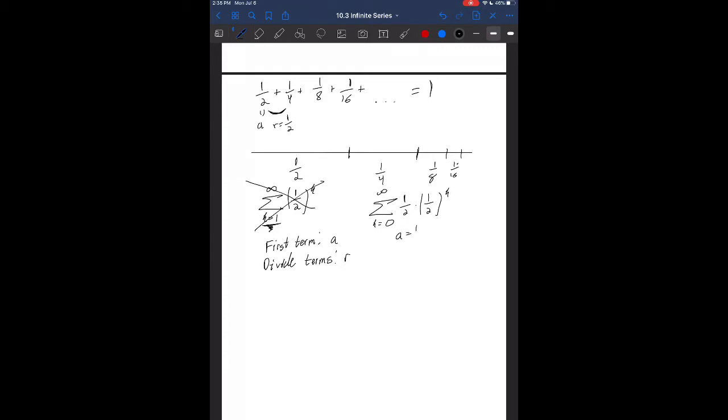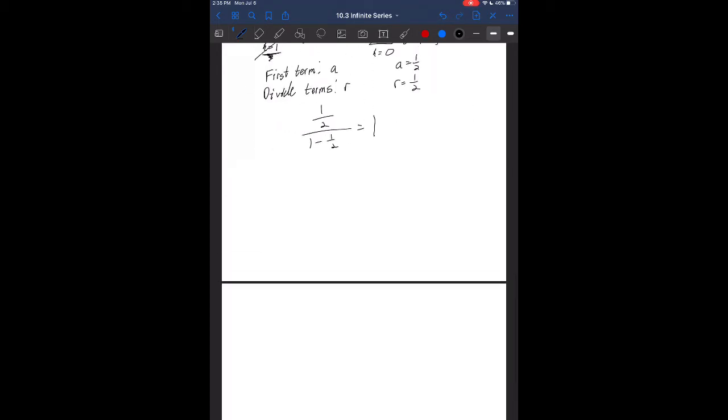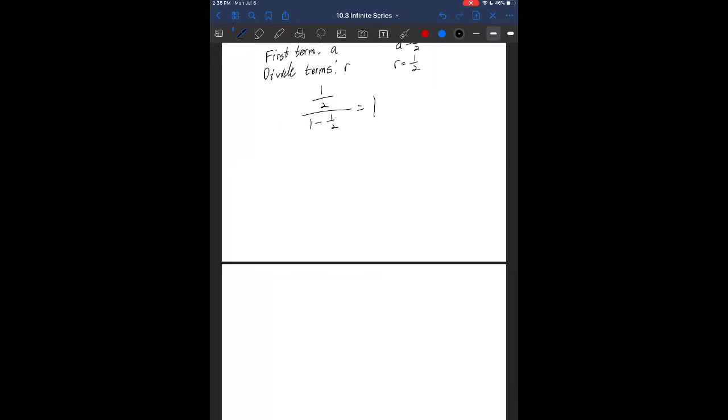But now we can actually solve this, right? We have a as 1/2, r as 1/2. And so we get that this is equal to 1/2 over 1 minus 1/2, or 1/2 over 1/2, which is equal to 1, which is exactly what we want, right? The picture we drew right here shows us that this is the right answer. And we did this using our knowledge of geometric series. Okay.